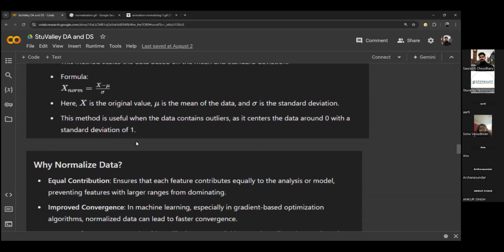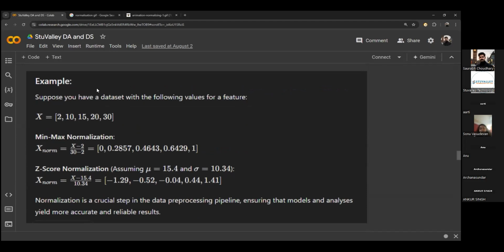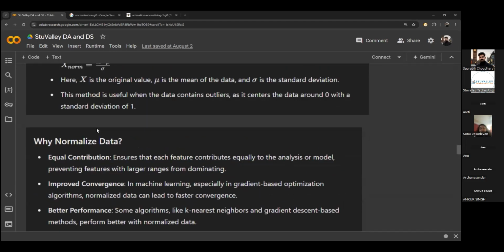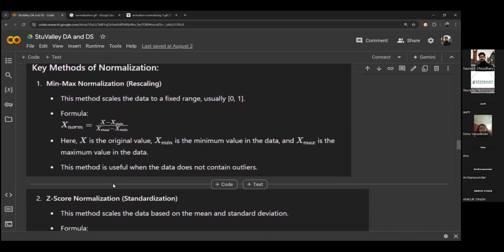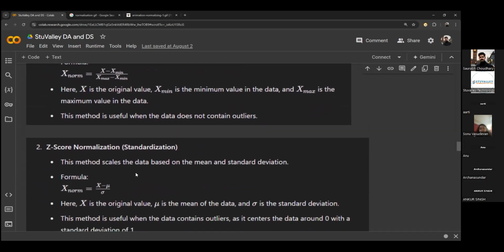I will also show you an example of how to do this. Here we are doing it with an example. So this is the formula: x, your random data, minus x min, divided by maximum minus minimum. So x is your original data, x minimum is your minimum data, x max is your maximum. This method is useful when the data does not contain outliers.